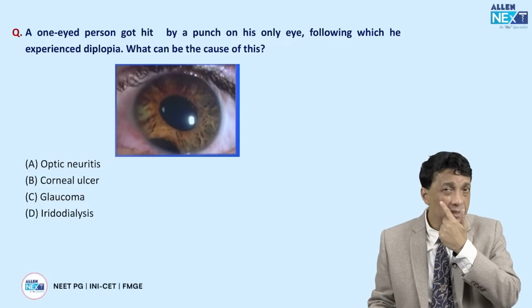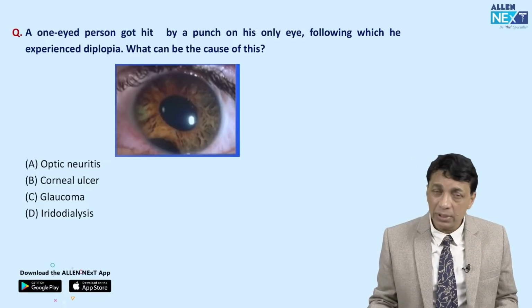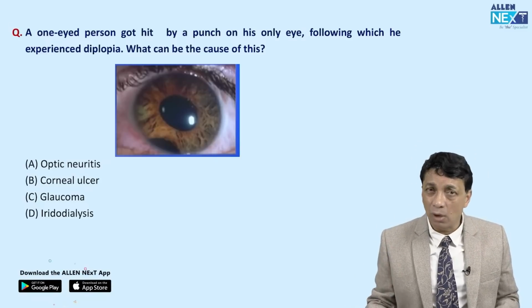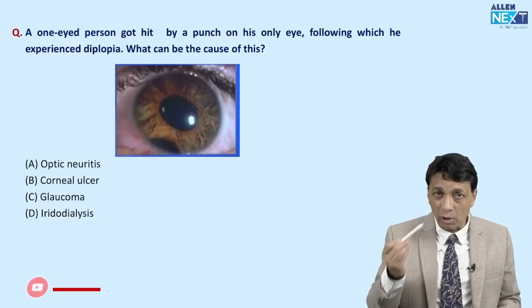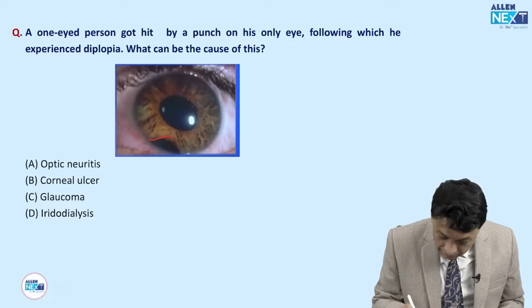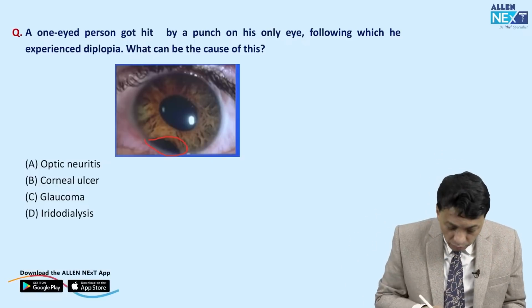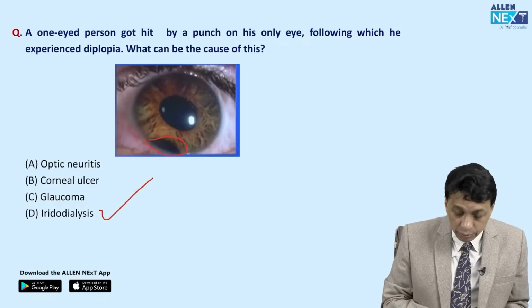Remember, when you have both eyes, the double vision with both eyes causes binocular diplopia. And I've told you umpteen times that the first and the most common cause of binocular diplopia is squint. So this is a uniocular diplopia. But why is he having it? Because you can see here, look at that, there is a tearing of the iris away from the insertion to the ciliary body, which is called iridodialysis. So the answer is iridodialysis.